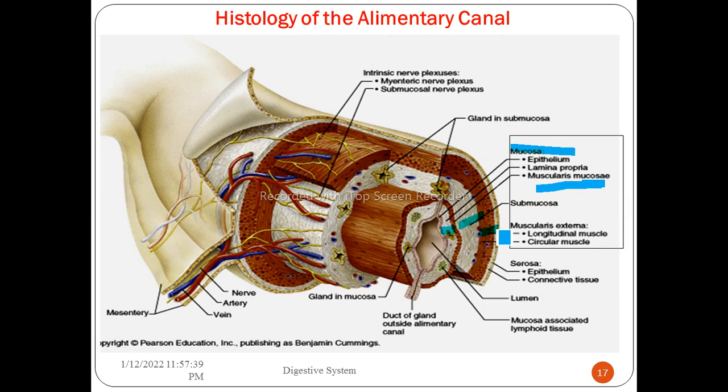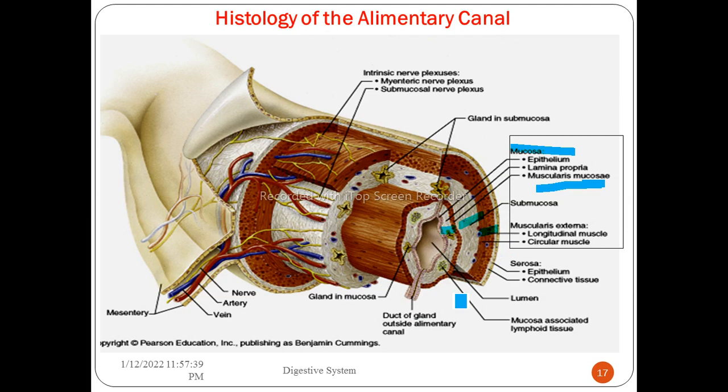Finally, this white covering is known as serosa. Serosa contains epithelium and connective tissue. So from inside to outside: here mucosa, here submucosa, here muscularis externa, whereas this is known as serosa. In places like the esophagus, we call it adventitia.